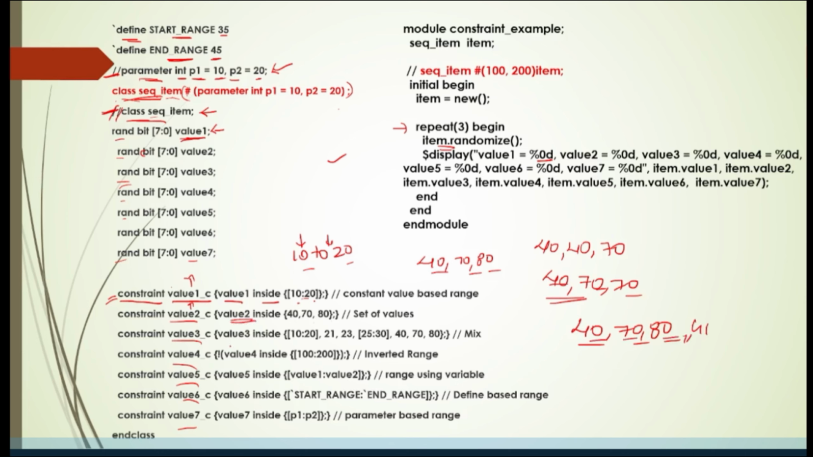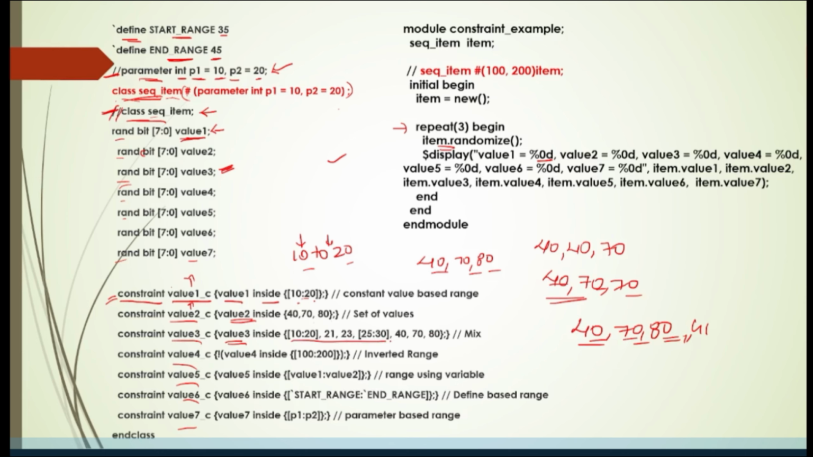Now coming to the third constraint, mixing and matching. When you are randomizing this value 3, what happens? You can expect the values between 10 and 20, or 25 and 30, or 21, 33, 40, 70, 80.